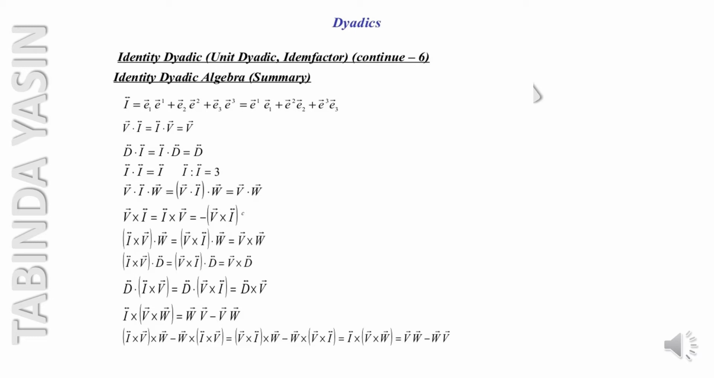V vector cross I dyadic is equal to minus I dyadic cross V vector. I cross V dot W, that is V cross I dyadic dot W, is equal to V cross W. I dyadic cross V dot D dyadic, that is V cross I dyadic dot D dyadic, is equal to V cross D dyadic. D dyadic dot I dyadic cross V is equal to D dyadic dot V cross I dyadic, which is D dyadic cross V. And I dyadic cross V, cross W minus W cross I dyadic cross V, is equal to V cross I dyadic cross W minus W vector cross V cross I dyadic, that gives I dyadic cross V vector cross W, and this answer is equal to V vector W vector minus W vector V vector.